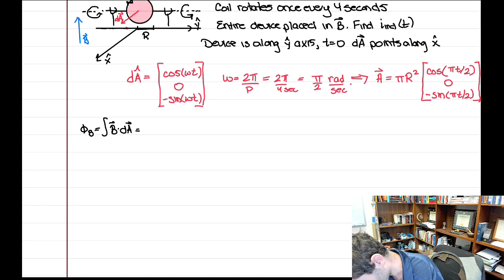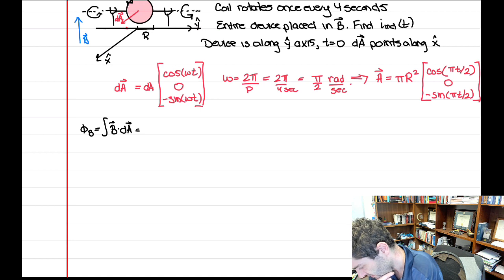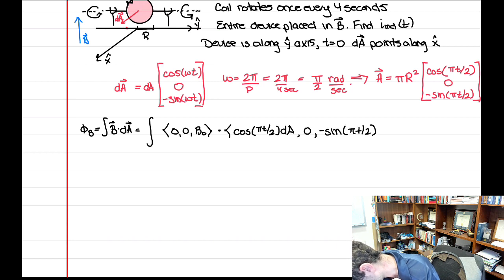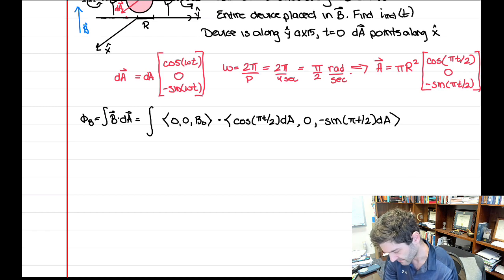Let's call this, we said this was the unit vector version. Let's upgrade this and give it a magnitude of dA, and we'll call this the dA element. So in this case, this is the integral of the dot product. I'll write this as a row vector. We said B was 0, 0, B naught. We are dotting it with a vector that has cosine pi t over 2 dA, comma 0, comma negative sine pi t over 2 times dA. And that's it, because the dAs are in that vector now.